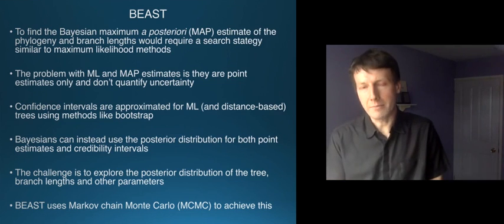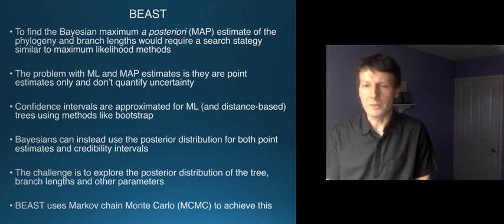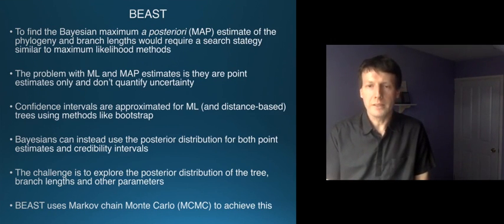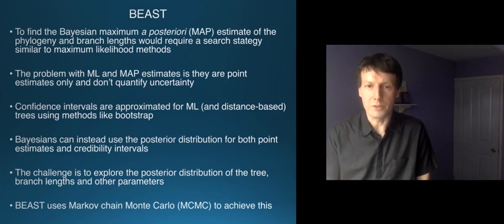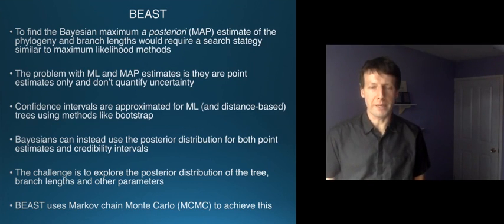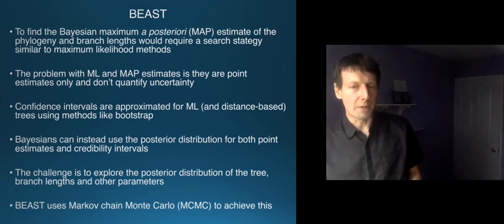So the challenge, as in maximum likelihood methods, is to explore all the possible trees. So from the Bayesian setting, to explore the posterior distribution of the tree, its branch lengths and the other parameters. And to do that, BEAST uses a method that's very widely used and is worth knowing about if you don't already, which you may well do, which is Markov chain Monte Carlo, or MCMC.